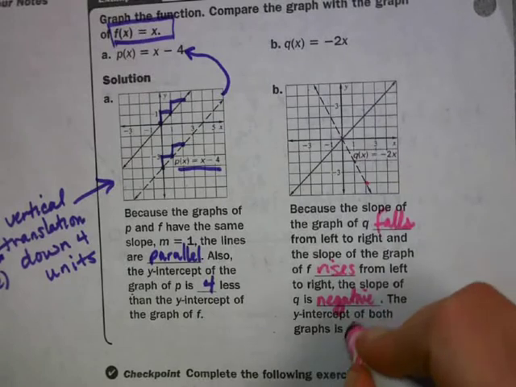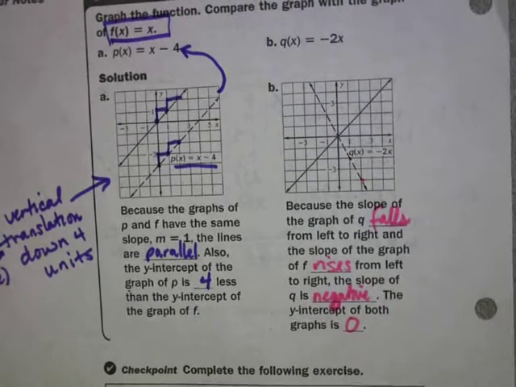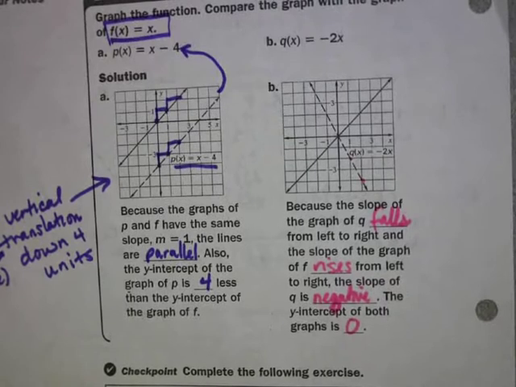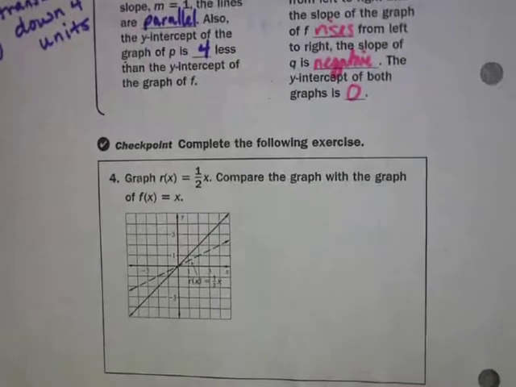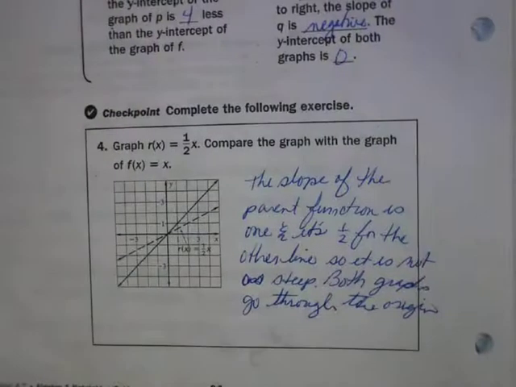It is 0. Okay, so go ahead and read that over and make sure the words make sense as we put them in there. And then you're going to slide down and do checkpoint number 4 down here, and write a comparison of the two. Okay, so you should have done that. My comparison is the slope of the parent function is 1, and it's half for the other line, the r of x line. So it's not as steep. Both graphs also go through the origin. The y-intercept for both is the origin.